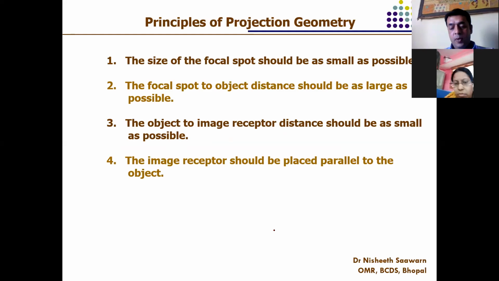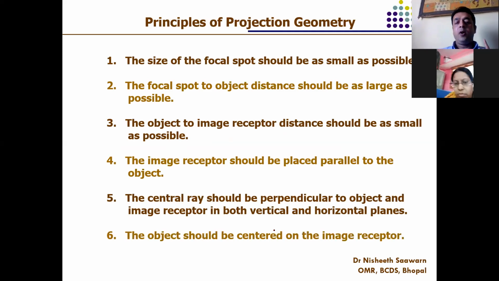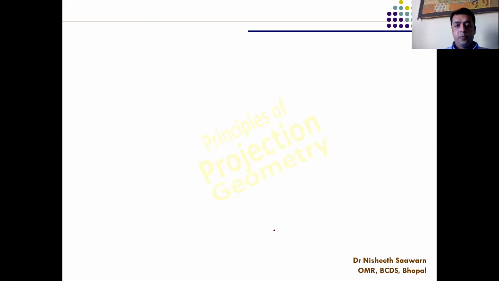It has to. I have the images. I'll show you all the diagrams. Then the central ray should be perpendicular to the object in both vertical and horizontal planes, and the object should be centered on the image. These are the 6 principles of projection geometry. Remember them. Okay. Now we are coming ahead.